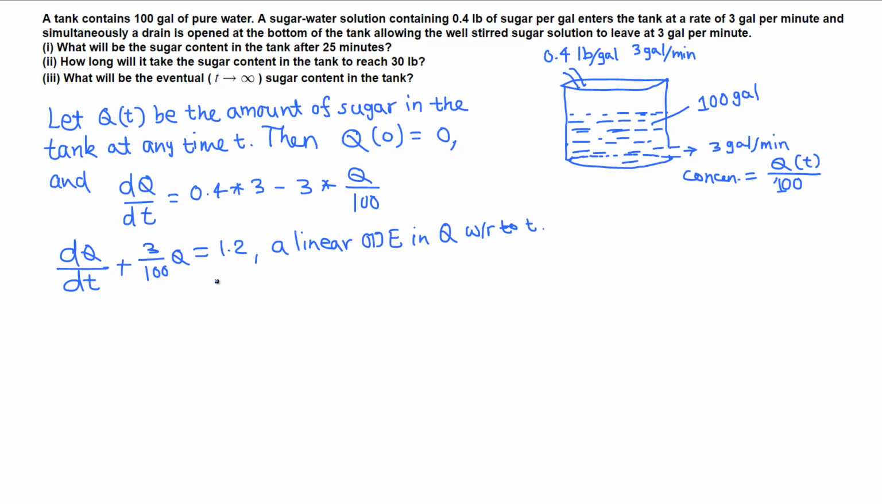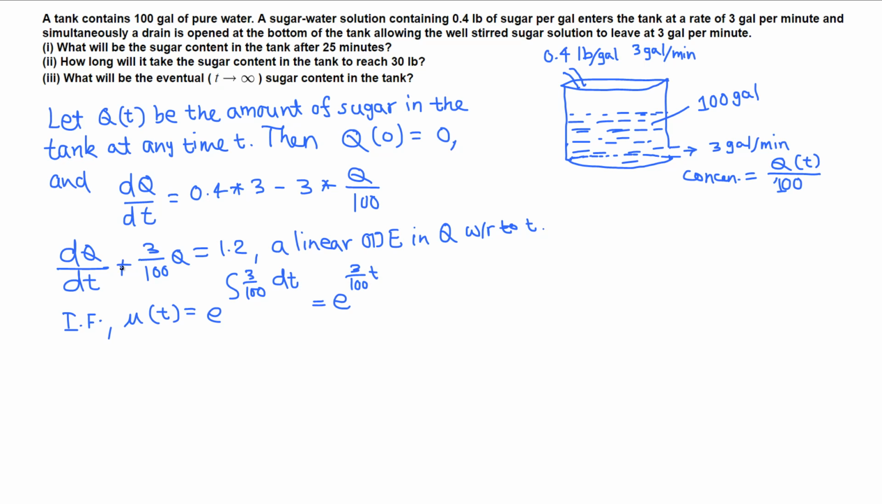Okay. To solve this linear differential equation, we find the integrating factor. The integrating factor mu as a function of t is given by e raised to the antiderivative of this coefficient, which is positive 3 over 100, with respect to t. That is, integrate this, we can pull this outside. The antiderivative of 1 is just t, so 3 over 100 t.